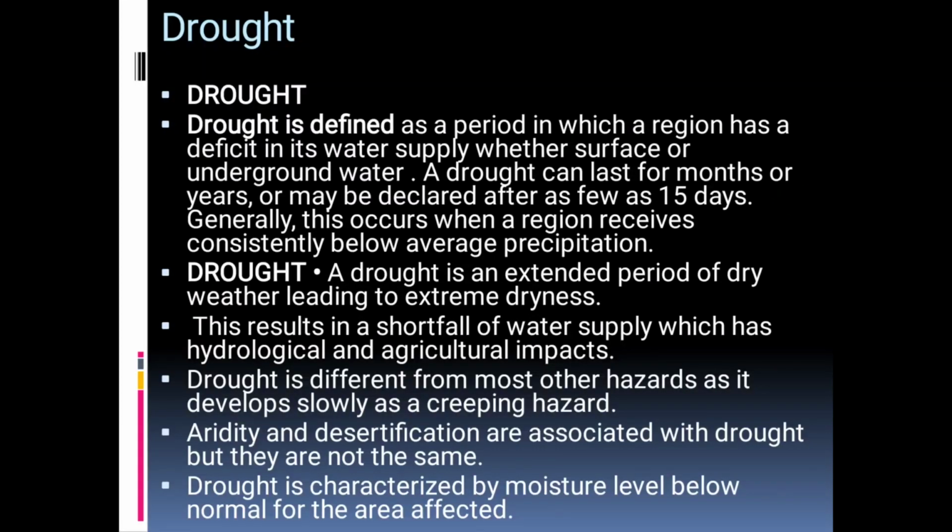A drought is an extended period of dry weather resulting in extreme dryness. This results in a shortfall of water supply, which has hydrological and agricultural impact. Drought is different from most other hazards as it is a slowly developing, creeping hazard. Aridity and desertification are associated with drought, but they are not the same. Drought is characterized by moisture level below normal for the affected area.